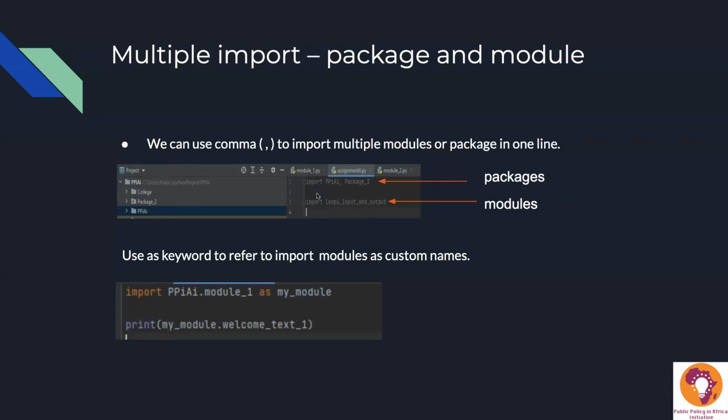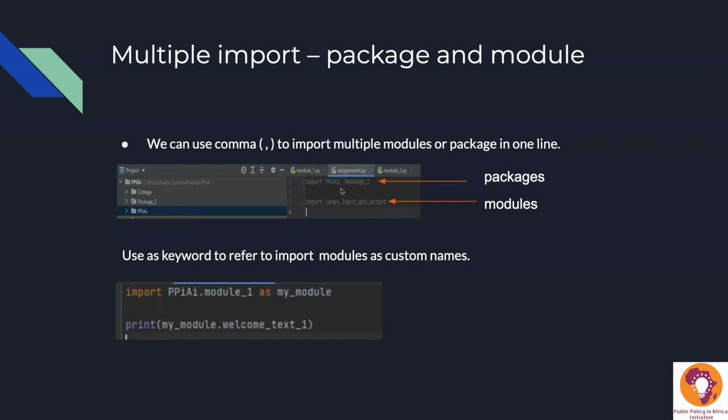And this same logic applies with the from keyword. So if we had from PPiAI import, say we wanted to import both module 1 and module 2, we could do from PPiAI import module 1 comma module 2, and that would import both module 1 and module 2 from the PPiAI package. So if you want to import multiple things, you can use the comma separator here.